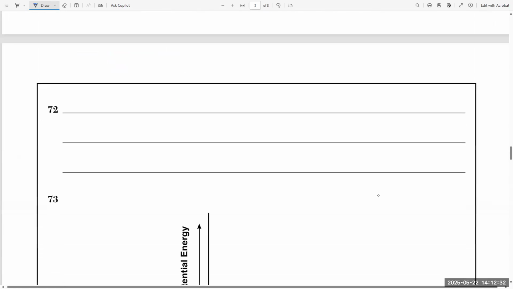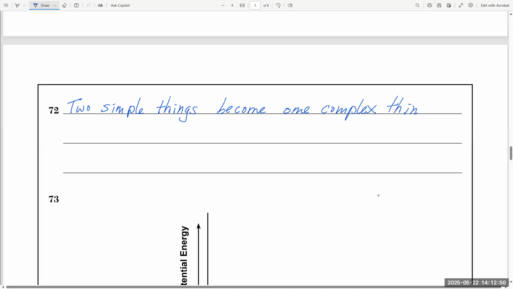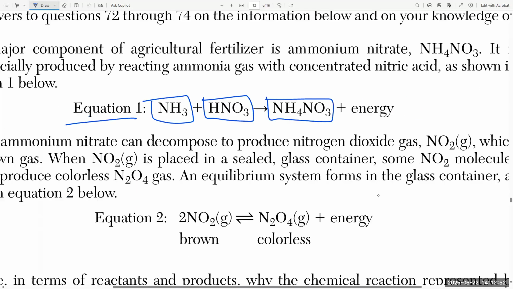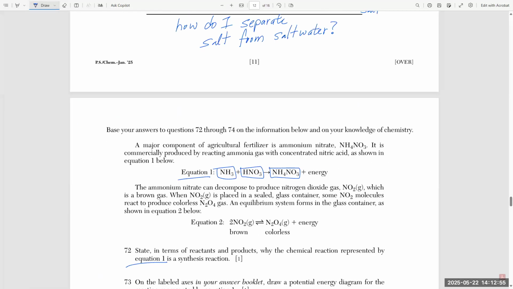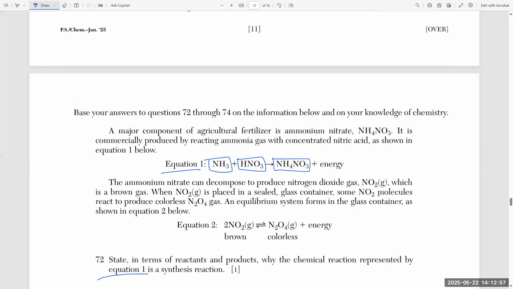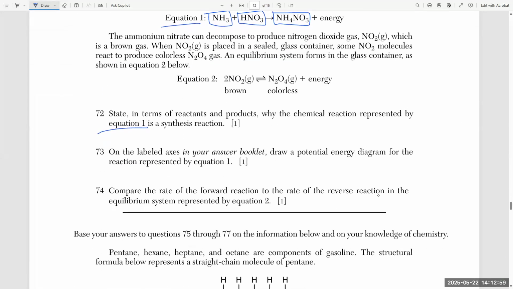We're going to write: two simple things become one complex thing. Yeah, I know it sounds like Dr. Seuss, but we're done, right? That's how easy this one is, right? So again, now you're feeling silly because you freaked out over nothing, right? All right, so let's go to 73.